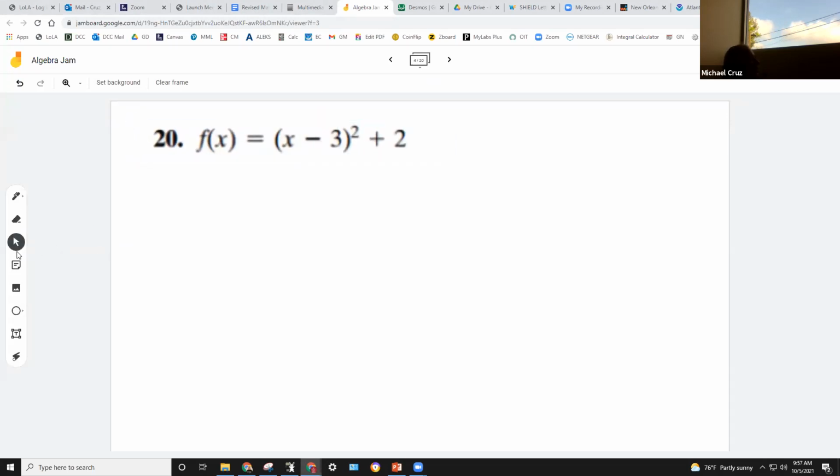All right, so the vertex is the easiest thing to find when it's in this form, because it's just that number. If there's a negative sign there, then you just pull the number. If there's a positive sign, then you've got to add a negative sign to your number. So that's your vertex.